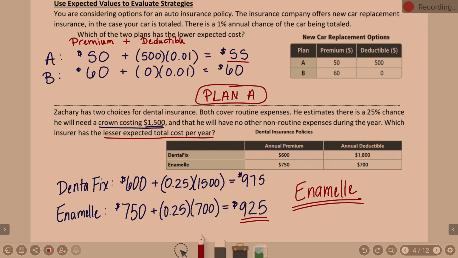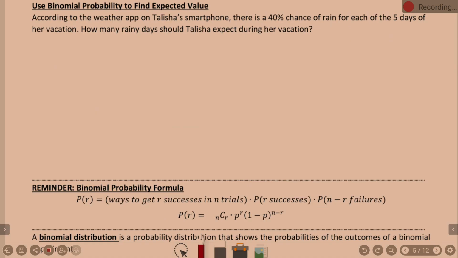Are we getting the idea of this? Every problem's a little different, right? You really just have to slow down, read, and see what you can figure out. Okay, on this back page, binomial probability is going to come back. We're going to talk a little bit about probability here.